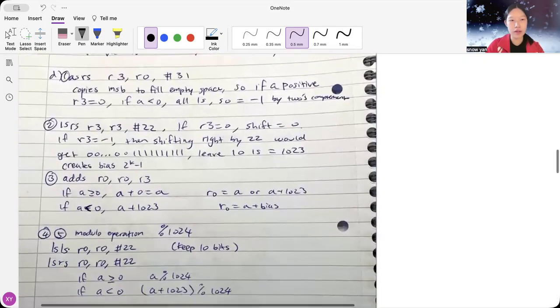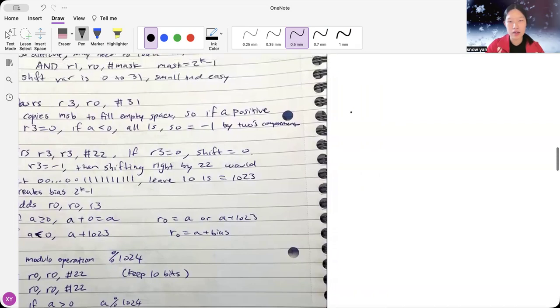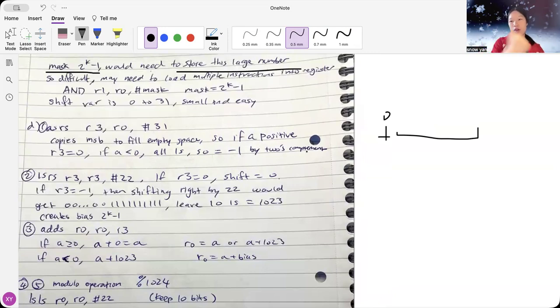So I'll walk through it. The first instruction is ASRS R3, R0, #31. Basically what this does is it copies the most significant bit to fill up the empty space. Suppose we have a number over here, and this is the most significant bit. It could either be 0 or 1. If it was 0, then we shift it 31 spots over, and it would just be a whole chunk of 0. So everything would be 0.